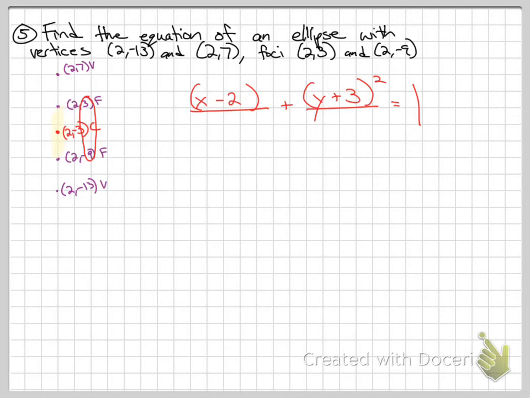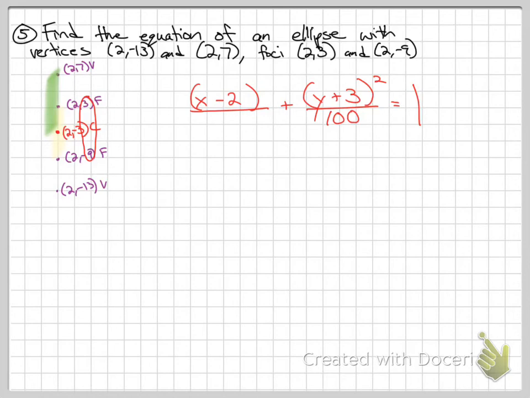And then you can see how far away the vertices are. Or if you can't see it, you can do the math and count it, right? From negative 3 up to 7 is 10 away. So when I was drawing my ellipse, I went 10 up and 10 down from center. What makes you go 10 up and 10 down? Well, under the y is up, down, and the square root of 100 is 10.